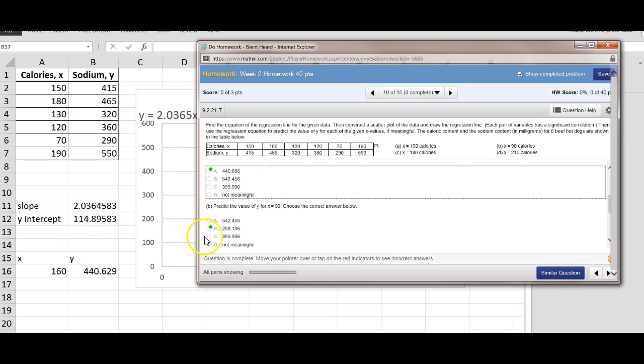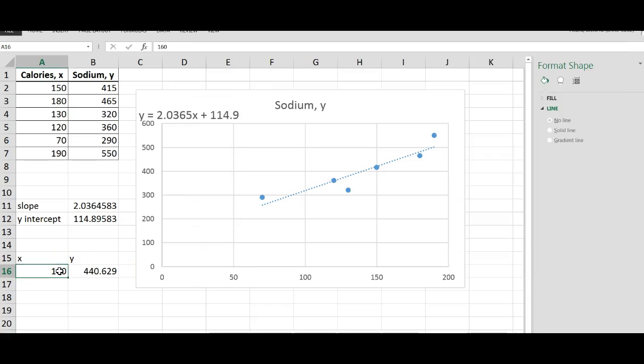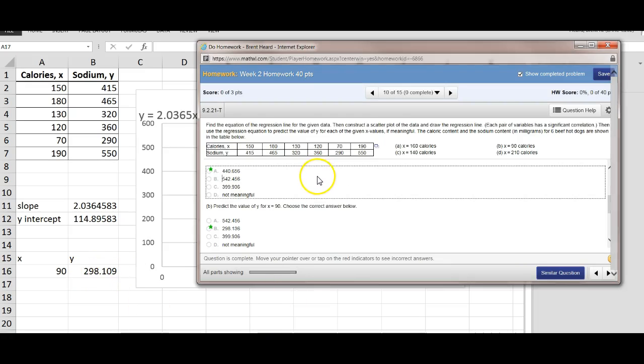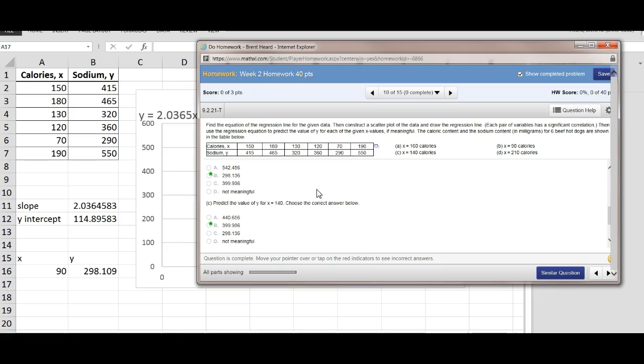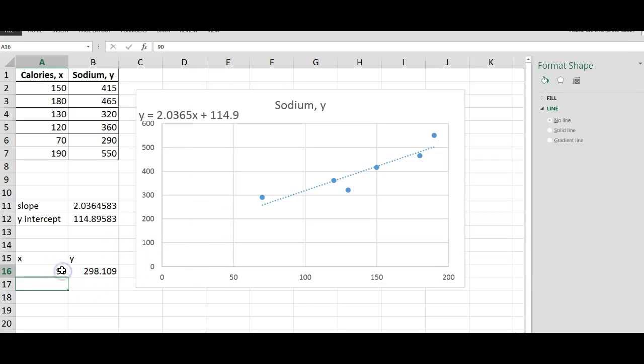For a value of 90. All right, let's put a value of 90 in here. We're hoping to get around 298. Put in 90, hit enter, 298.1. Yeah, we got that. All right, I'm expecting a trick problem now. 140, that's not a trick. That's between 70 and 190. Let's put in 140 and hope we get around 399. 399.909, nailed it.